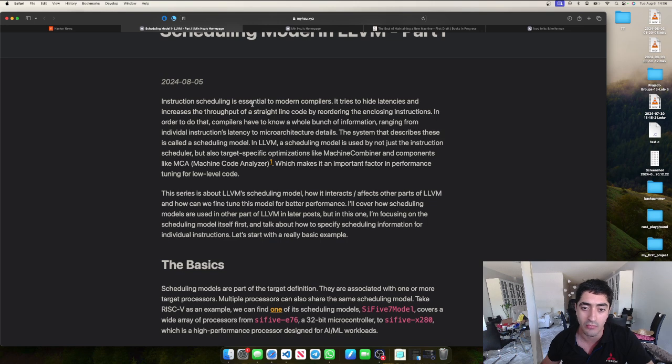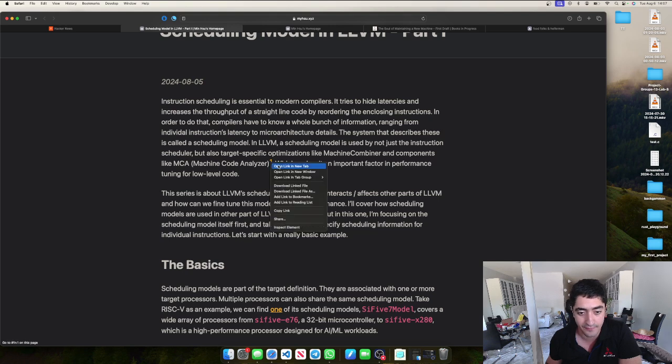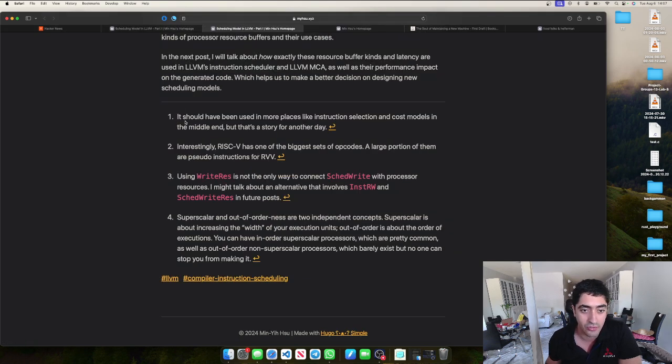Instruction scheduling is essential to modern compilers. It tries to hide latencies and increase the throughput of straight line code by reordering the enclosing instructions. In order to do that, compilers have to know a whole bunch of information ranging from individual instruction latency to microarchitecture details. The system that describes this is called a scheduling model. In LLVM, a scheduling model is used by not just the instruction scheduler but also target-specific optimizations like machine combiner and components like MCA, machine code analyzer. It should have been used in more places like instruction selection and cost models in the middle end, but that's a story for another day.